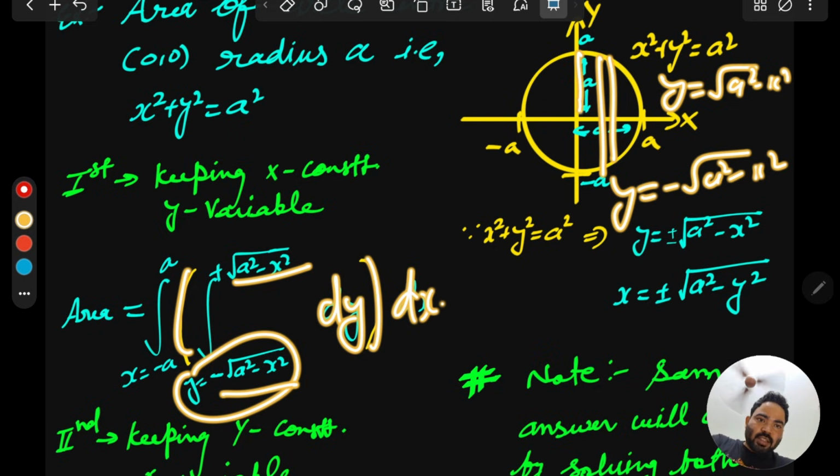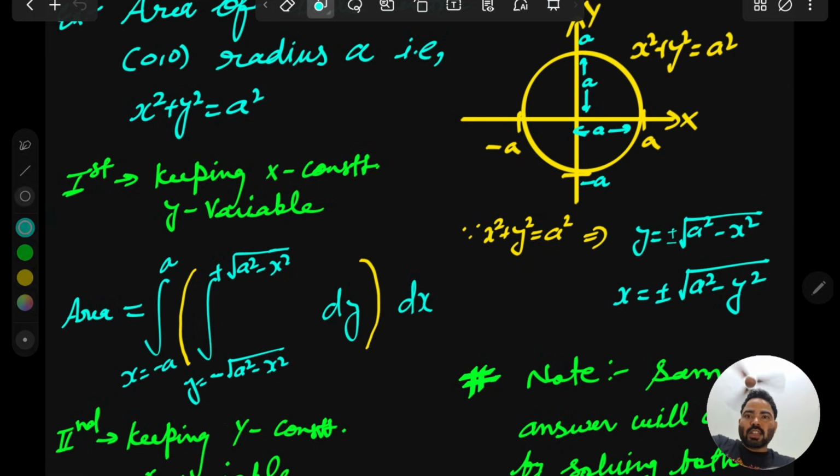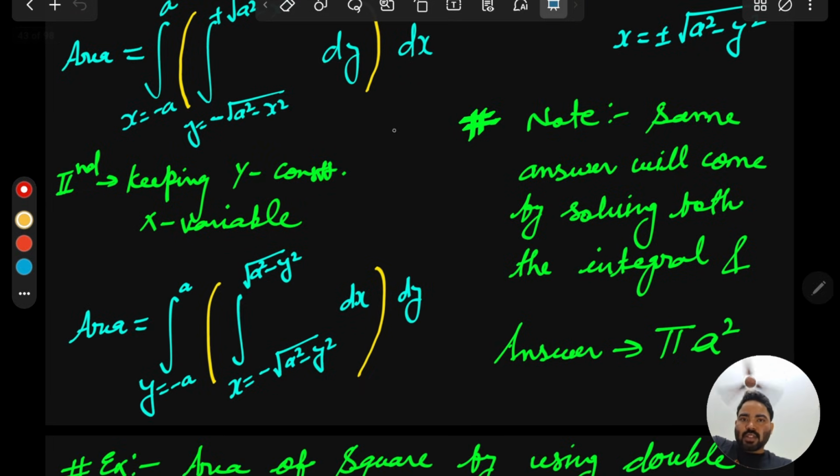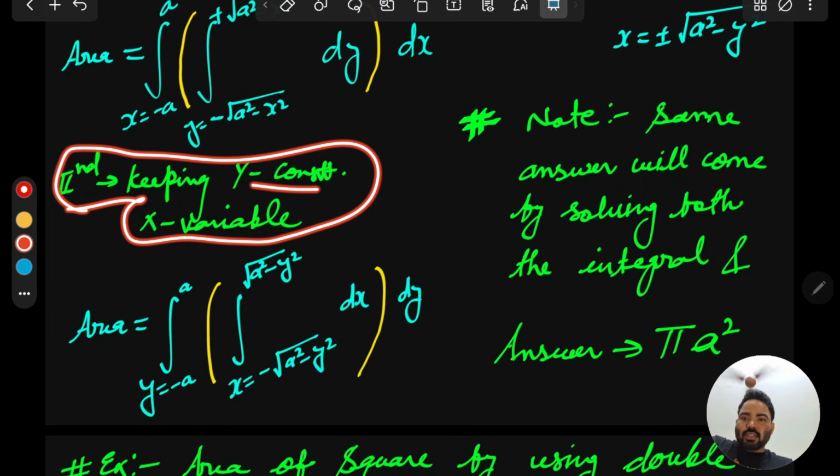Or you can do one thing: just find the area of the first quadrant portion, and after that multiply by 4. This will give you the area of all 4 quadrants, because this is symmetric. So either way you can do it. Let's move on to the next approach. Second is keeping y constant, x variable.